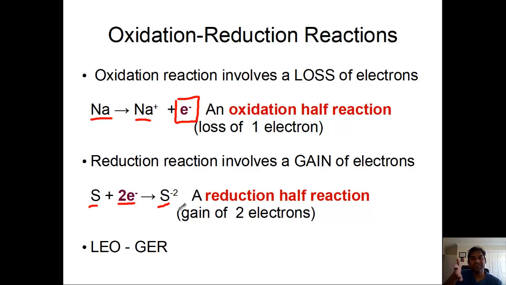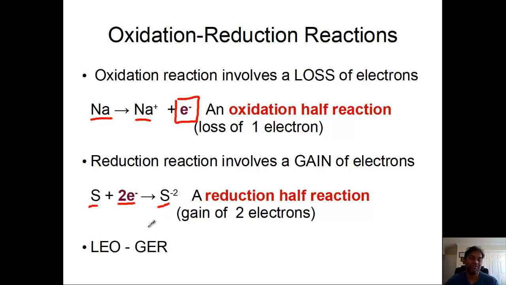Now, in order to actually perform an oxidation reduction reaction, you must change the oxidation state. You must change the oxidation number. So as an example, the oxidation number here of sodium is 0. It's changed to plus 1. Sulfur is 0, it gets changed to minus 2. So the change of oxidation numbers is important in an oxidation reduction reaction.